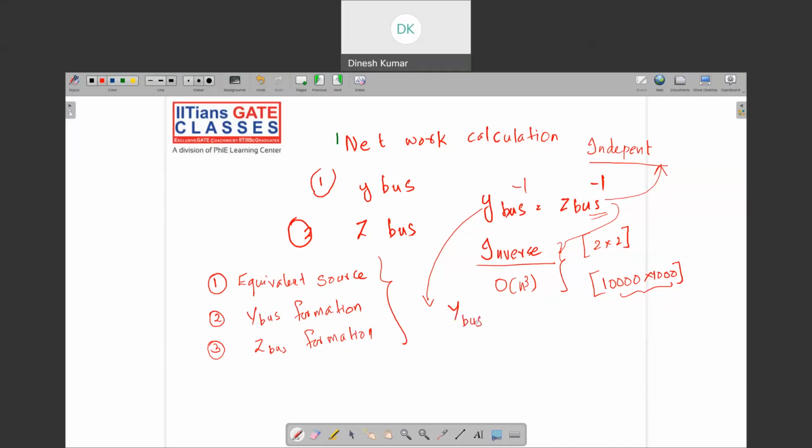I'll be saying where we require Y bus and where we require Z bus. Y bus we normally use in power flow studies, and Z bus we normally use in fault analysis. These are the important things you should remember. We will be looking at these two things in the coming classes. In this class I will just explain how to find the Y bus and how to find the Z bus.